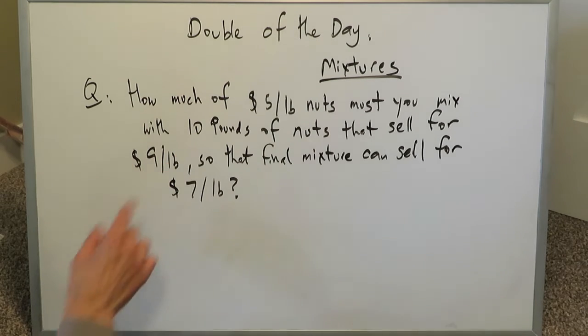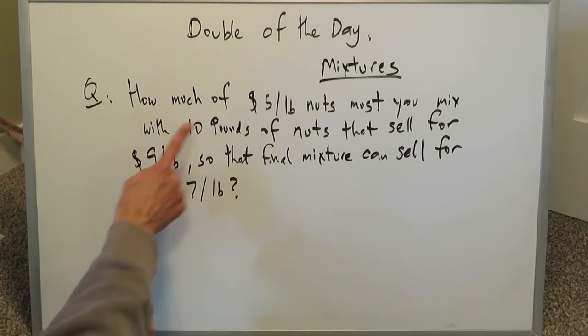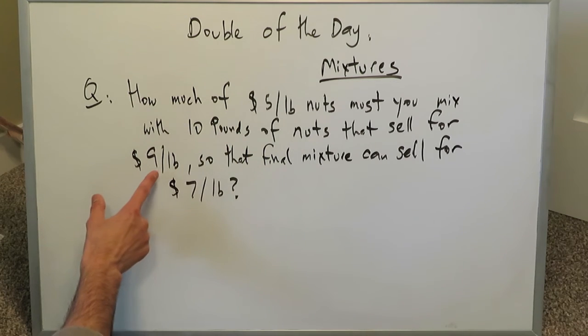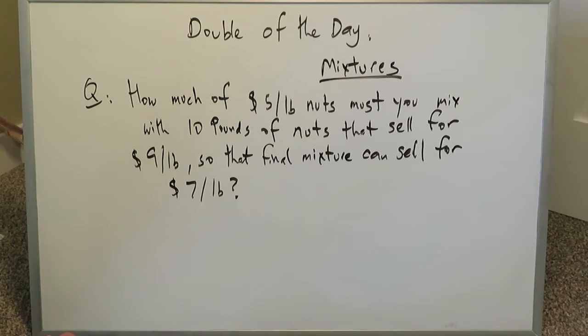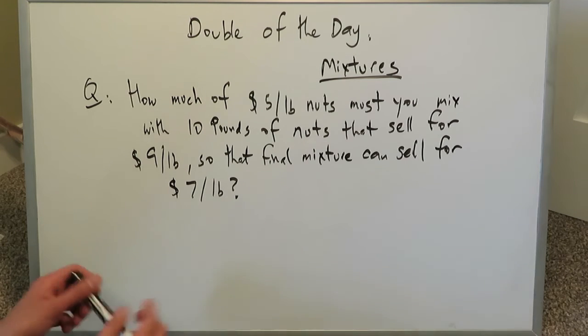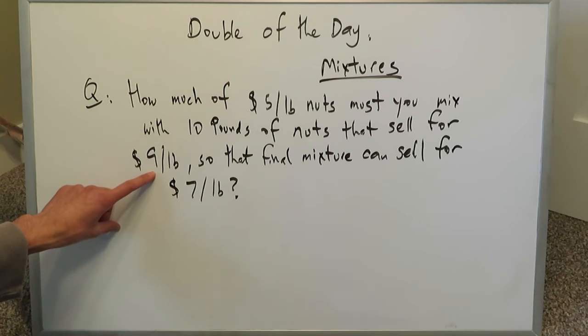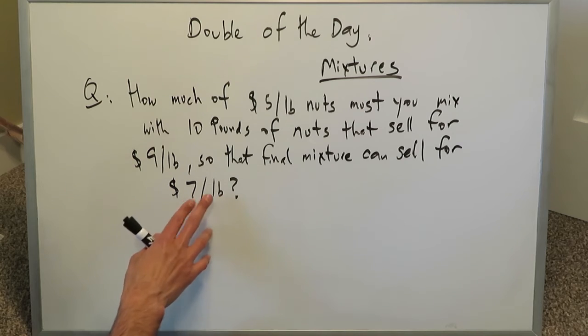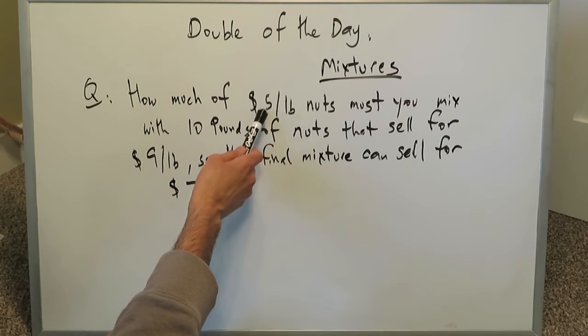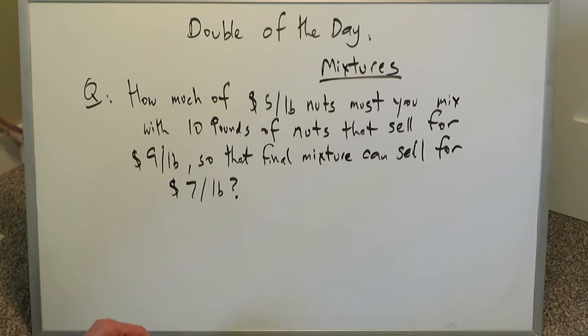Let's read it out. How much of $5 per pound nuts must you mix with 10 pounds of nuts that sell for $9 per pound so that the final mixture can sell for $7 per pound? You're taking an inexpensive brand of nuts and mixing it with an expensive brand of nuts so that you can dilute it such that more customers will be willing to buy. Customers are not going to be interested in paying for expensive nuts. They'll probably want some of the inexpensive nuts in their mixture. Sellers dilute it with their inexpensive brand so they can make it more affordable. That's all this is. It's a mixture but a dilution question.